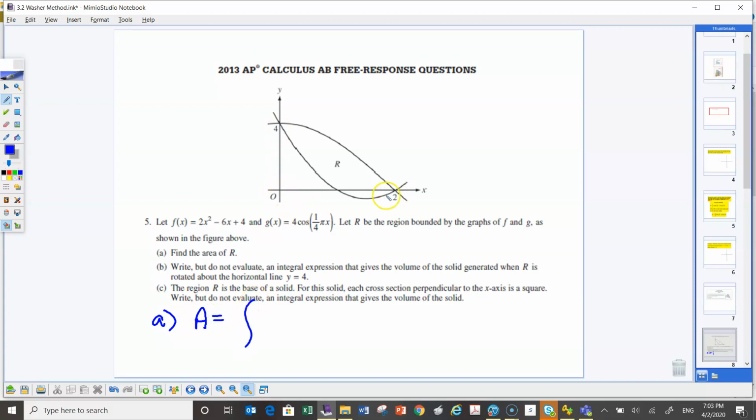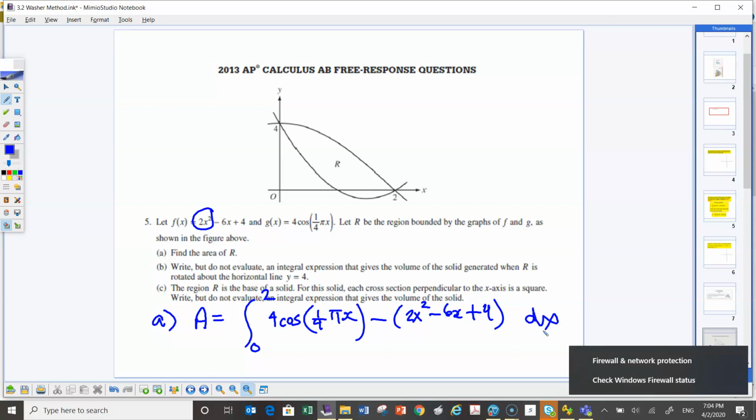My limits are going from 0 to 2 of my top function minus my bottom function. Now, it doesn't indicate in the question which function is which, but by analyzing this one and seeing that it's a 2x squared, a positive parabola, that has to be the bottom function. So when I set up my integrand, it's going to be the top function, which is 4 cosine 1/4 pi x, minus the bottom function. Again, I have to put that in brackets. It's going to be 2x squared minus 6x plus 4, and I'm integrating this all with respect to x.